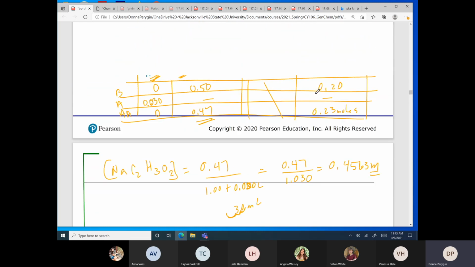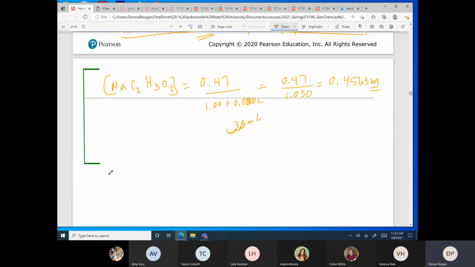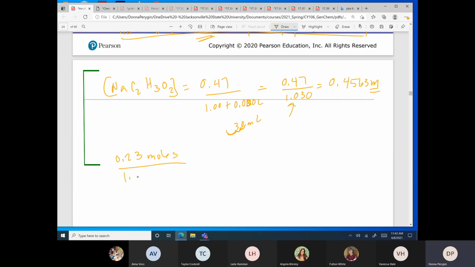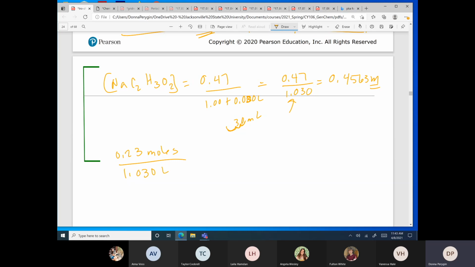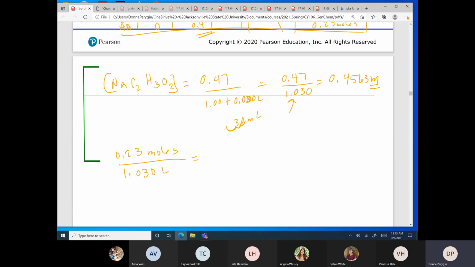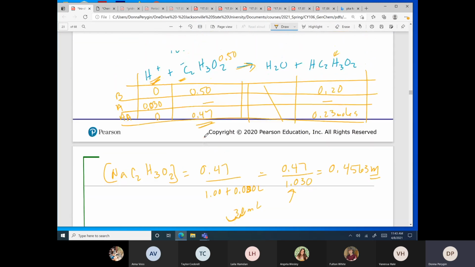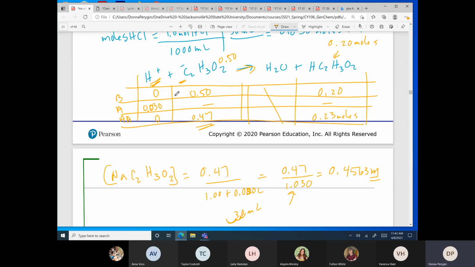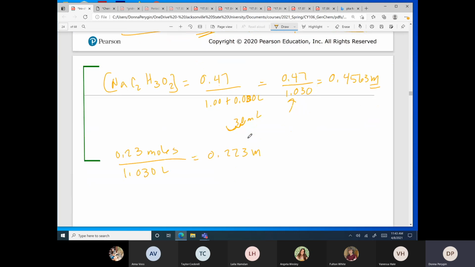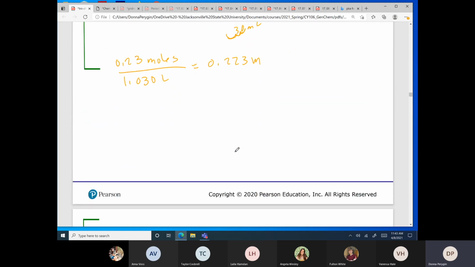So now we've got 0.23 moles of acid over here. 0.23 moles divided by, and it's in this solution, so 1.030 liters equals 0.23 divided by 1.030 equals 0.223 molar. All right, so now we know the concentration of the acid and the conjugate base after the addition. So now we have to do an equilibrium problem and calculate that.